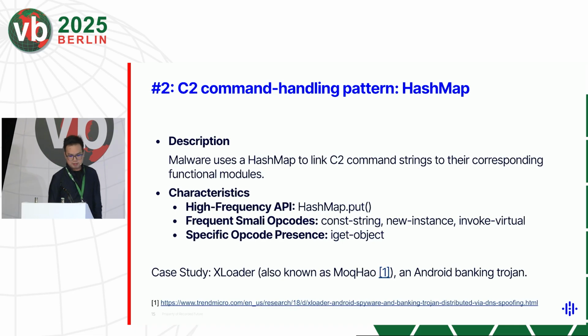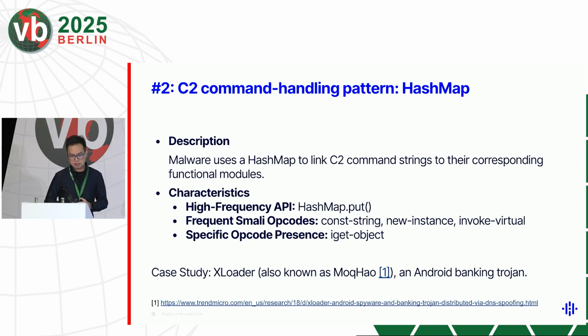Next, the second pattern uses a HashMap. Here, the malware author maps command strings directly to the functional module. It is a cleaner coding practice, but it still leaves a distinct structure pattern. We saw this in the Xloader, also known as Mocow.